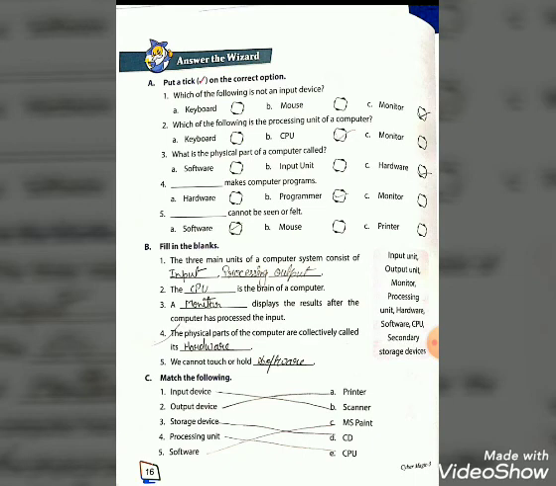output device is printer, storage device is CD, which stores the videos and images. Fourth one, processing unit is CPU, central processing unit. And fifth one, software, your answer is MS Paint.